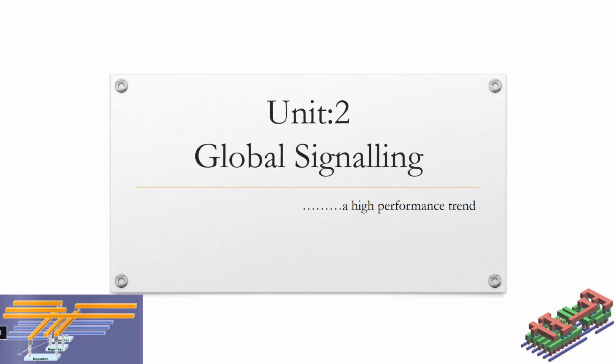So in this lecture we will be discussing global signaling. In that we will see various methods which are used to improve the performance of global signaling. So what do I mean by performance? Performance means the delay improvement, or you can say speed improvement, then power dissipation, area, and cross coupling noises.